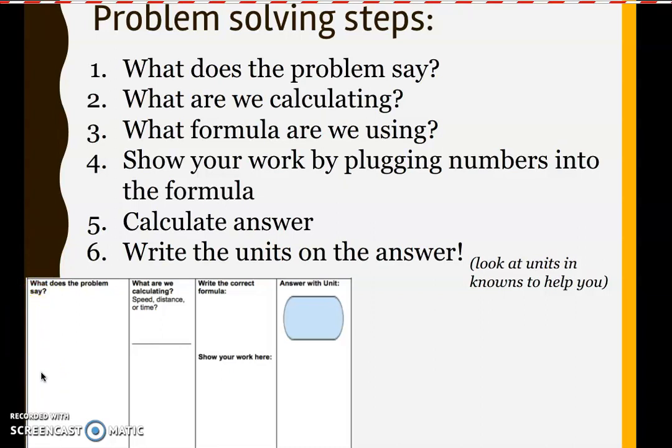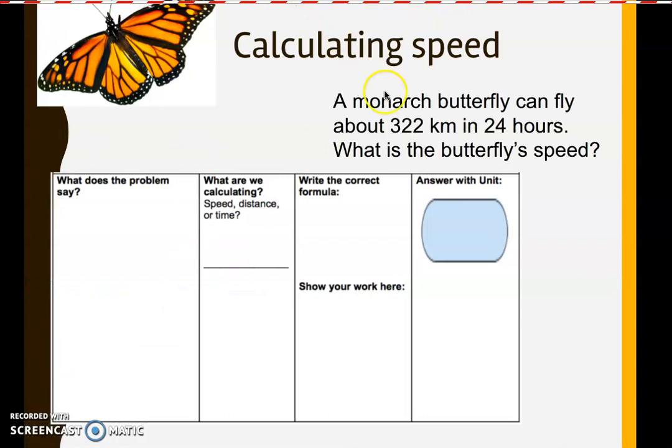So let's look at a problem together right now. I've got this problem about a monarch butterfly, and it can fly about 322 kilometers in 24 hours. That's really fast.